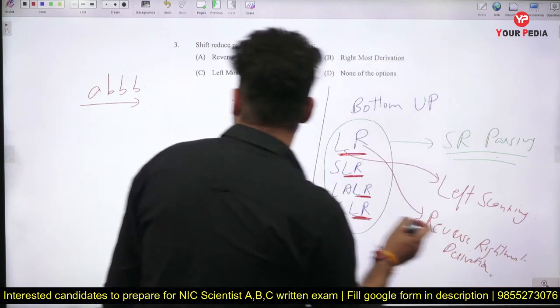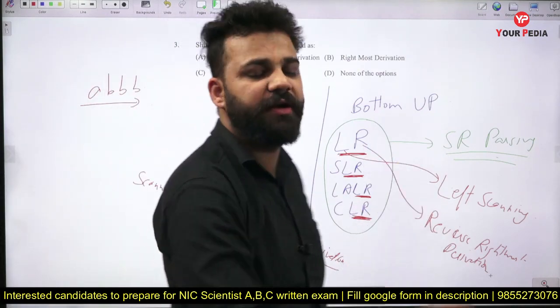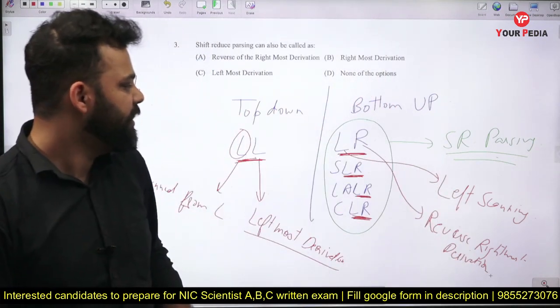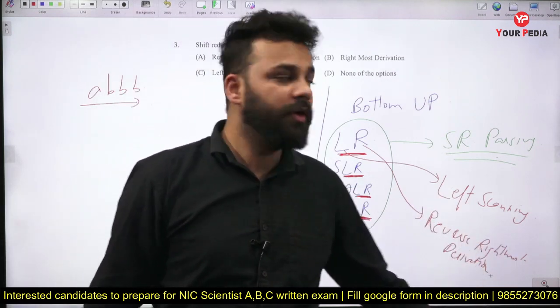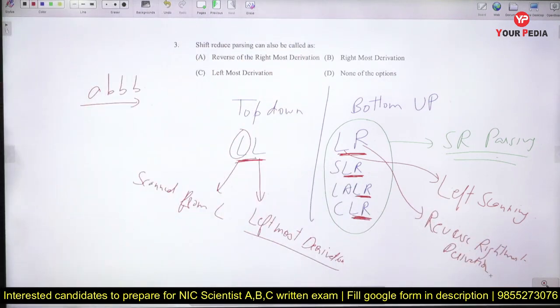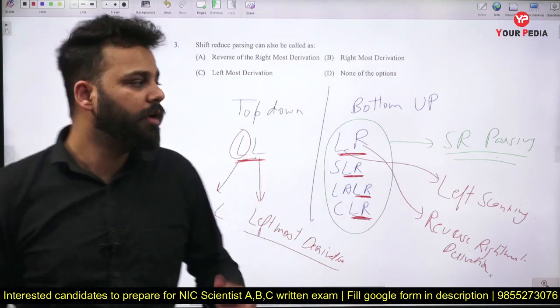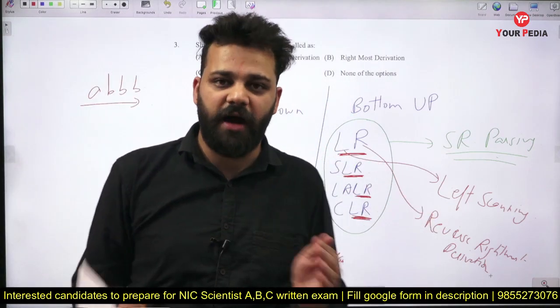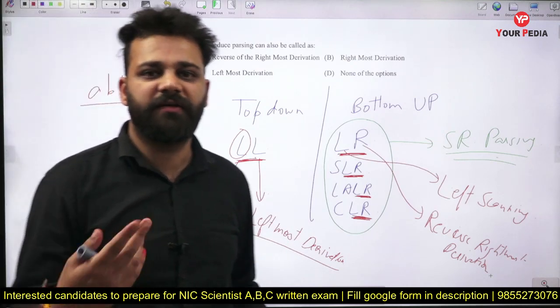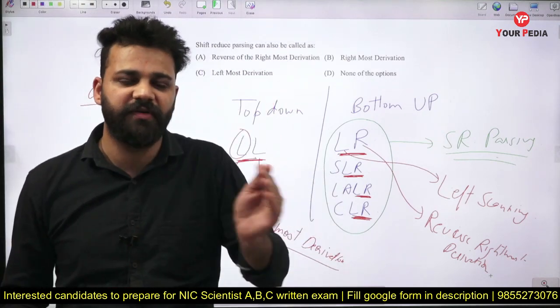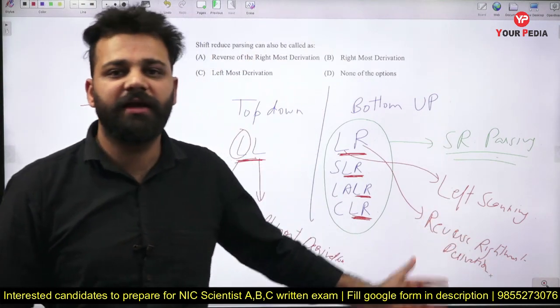We will understand what leftmost derivation and reverse rightmost derivation are in detail in our classroom course. So I hope you understood the concept behind all these questions, and I hope you were able to see how much the difficulty level is for Scientist B, and what is the difference between the Scientist B and Technical Assistant A exam.